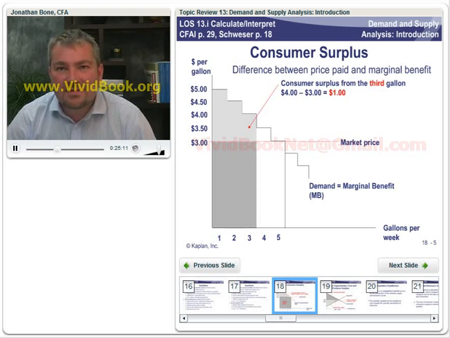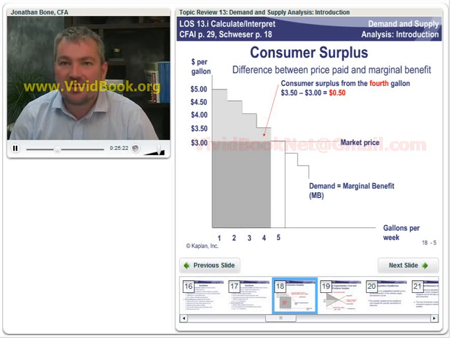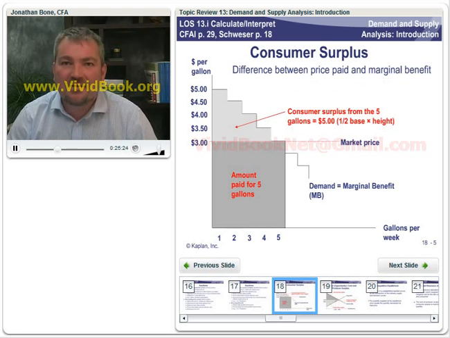And for the third unit, they're willing to pay $4, market price $3, consumer surplus $1. And for the fourth unit, they're willing to pay $3.50. They're only charged $3, consumer surplus of 50 cents. And then, of course, for the fifth unit, they're willing to pay $3. The market price is $3, so consumer surplus is 0.